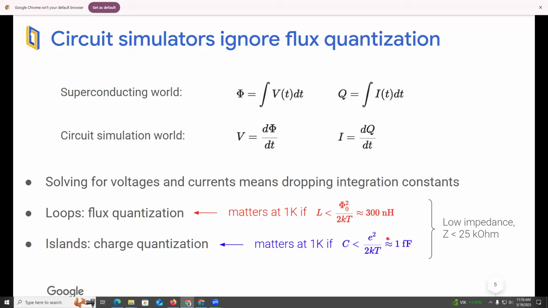So for our purposes, we're working with microwave circuits that are usually low impedance, meaning the inductance is not that large and the capacitance is not that small. We're going to be safely ignoring charge quantization, but we really cannot ignore flux quantization. So that's what we're going to chase now.